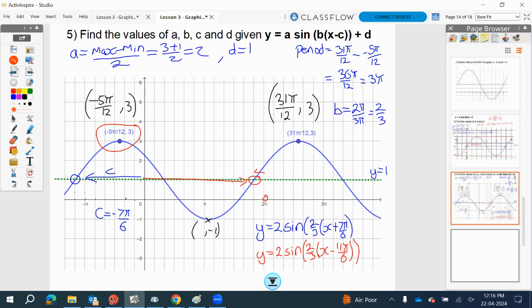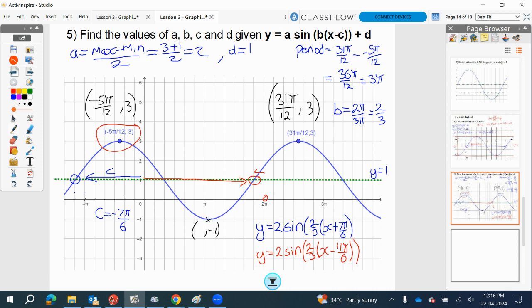You need to learn multiple methods. Either of these two answers can be right. It depends on how the question is phrased. So sometimes if I say find the smallest positive value of C such that the function is this, then the correct answer would be the 11 pi over 6.